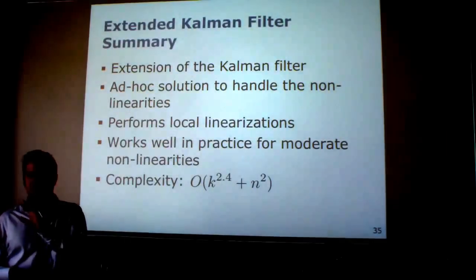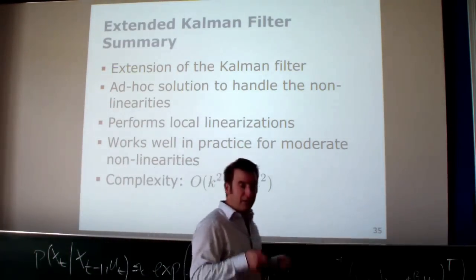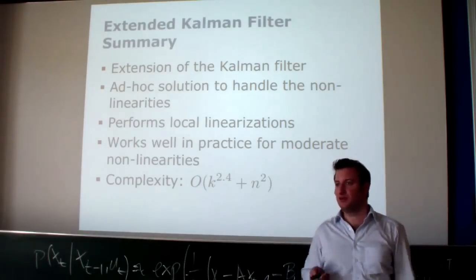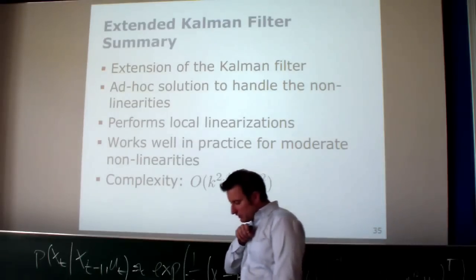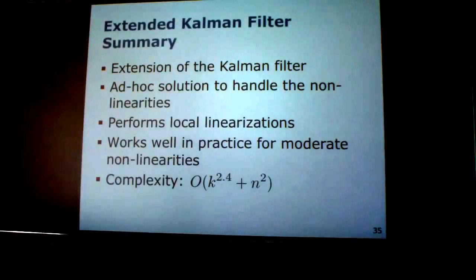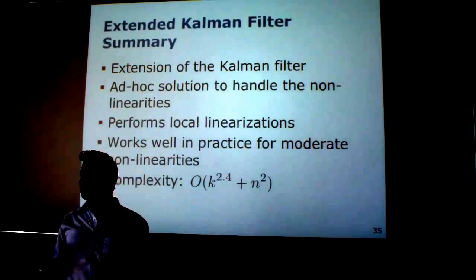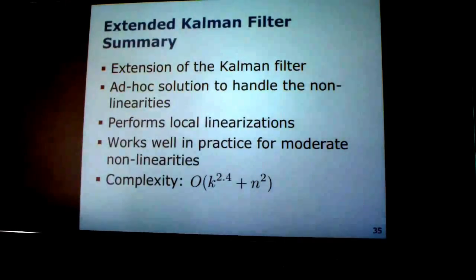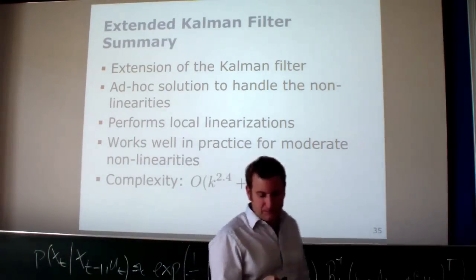There are efficient ways for inverting a matrix, and the best one is around n to the power of 2.4, but it's still approximately cubic. So that's the complexity. If the dimensionality of your observations increases dramatically, you have a problem, or if the number of states you have to represent increases, you have a problem, because at some point it may not be computationally tractable anymore. Those are the properties of the EKF.